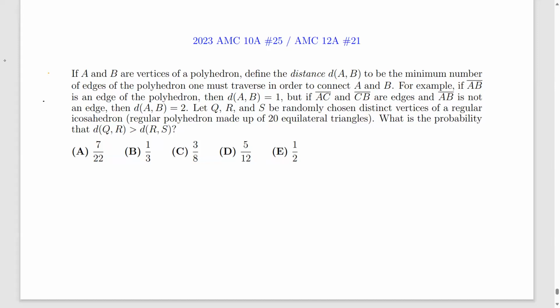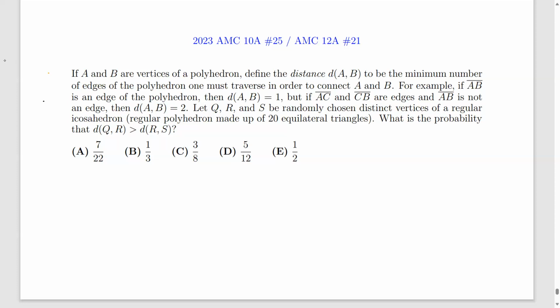If A and B are vertices of a polyhedron, define the distance d of AB to be the minimum number of edges of the polyhedron one must traverse in order to connect A and B. For example, if AB is an edge of the polyhedron, then the distance between A and B is 1, but if AC and CB are edges and AB is not an edge, then the distance between A and B is 2.